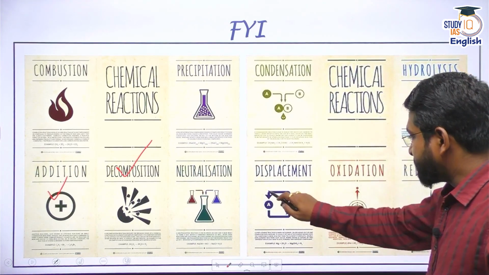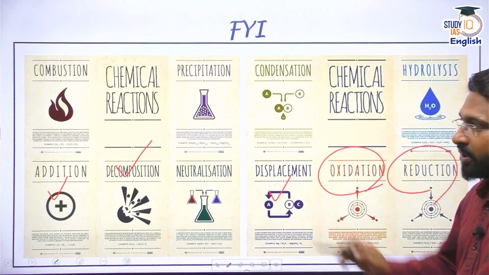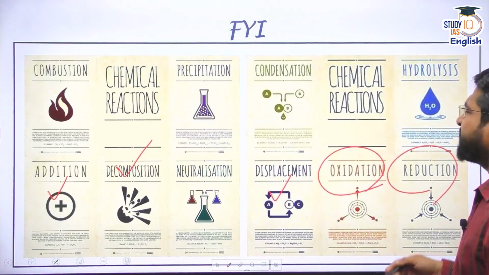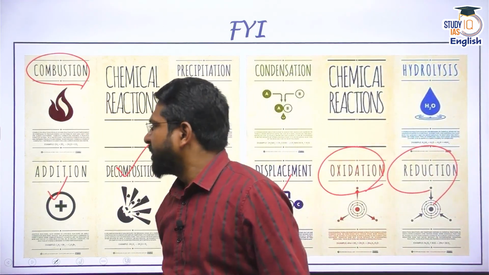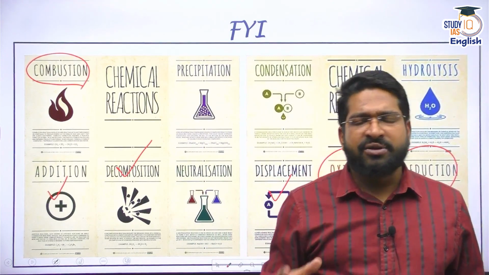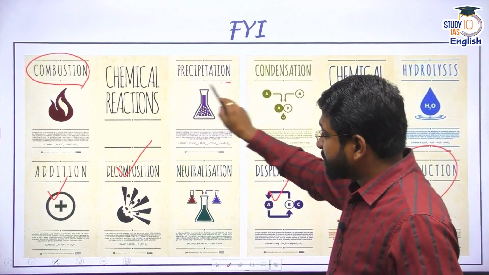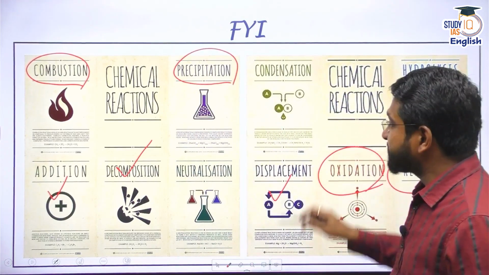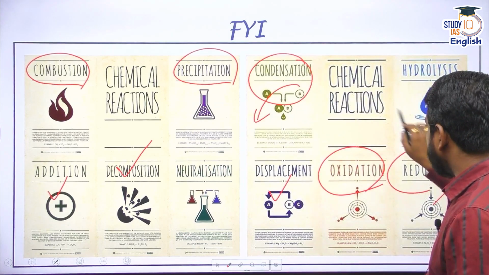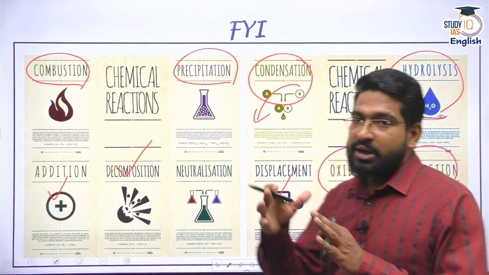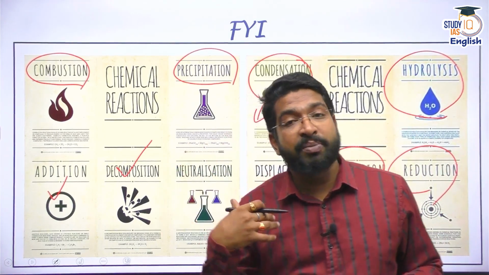There can be displacement, single displacement or double displacement, oxidation reaction, reduction reaction, redox reaction also we have discussed. Apart from that, reactions can be explained as combustion. Now, combustion, again, simple kind of a reaction where something reacts with oxygen to give you energy, heat and light. There can be precipitation reaction, change of state. We saw some examples. Condensation, where again change of state, something is condensed, or it can also be hydrolysis, water breaking into hydrogen and oxygen. This is just for your information.